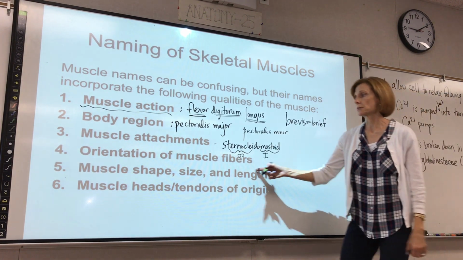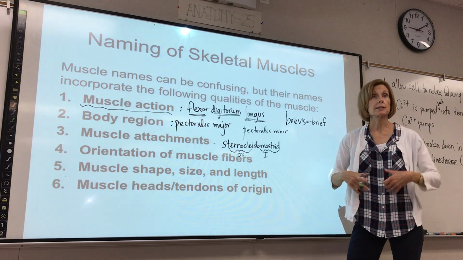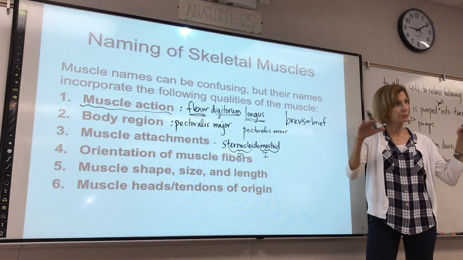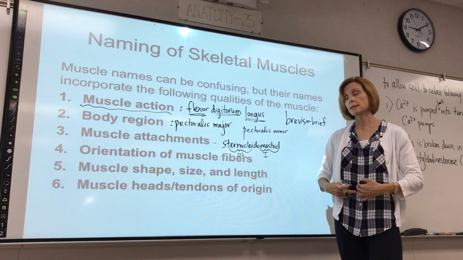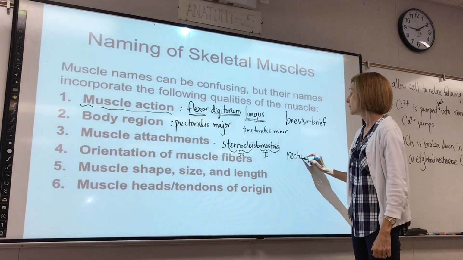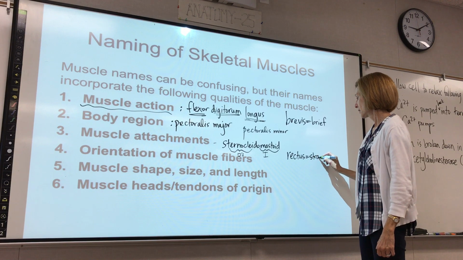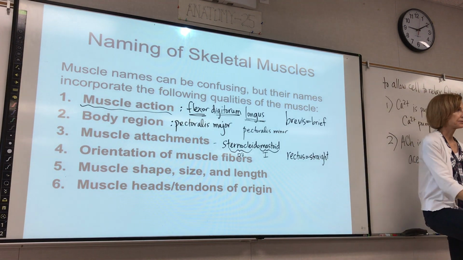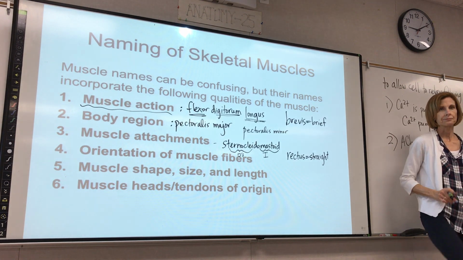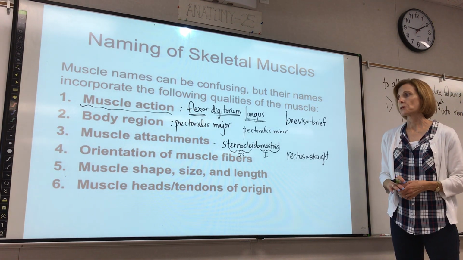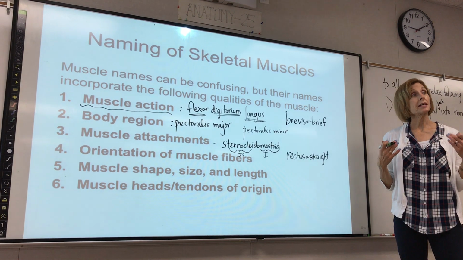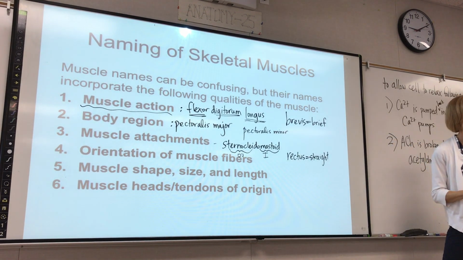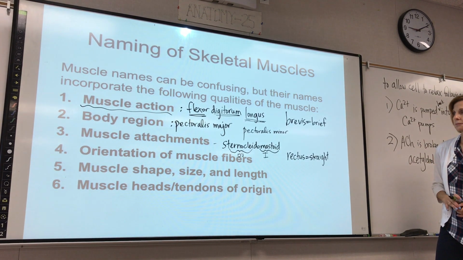Okay, orientation of muscle fibers. This would be like, for instance, in the abdominal region, we have the obliques, or the transverse abdominis, or the rectus abdominis. Rectus means straight. Like the rectus abdominis runs straight up and down the abdomen. We have a rectus femoris here, right? So sometimes just thinking about the name will tell you if you're naming the muscle correctly or not, okay?